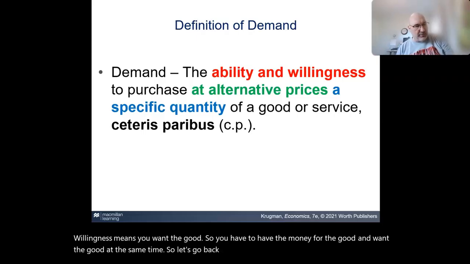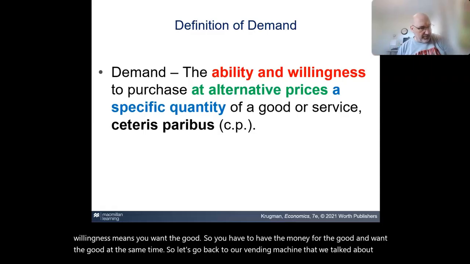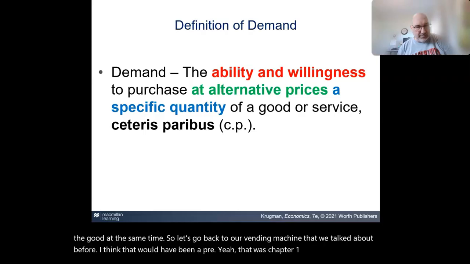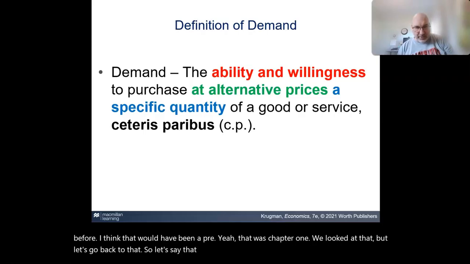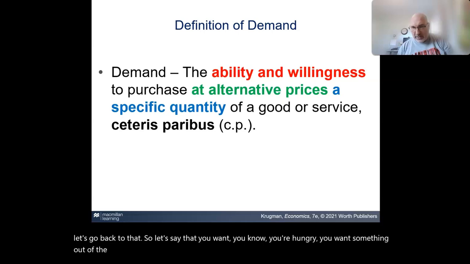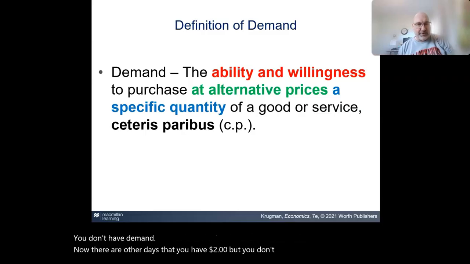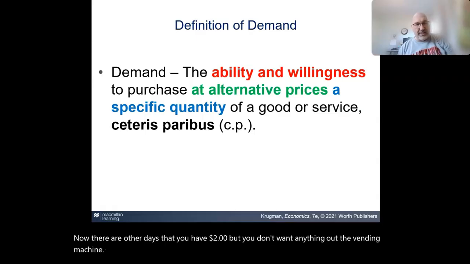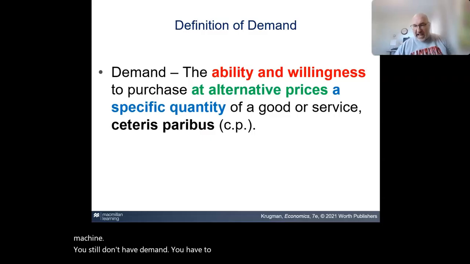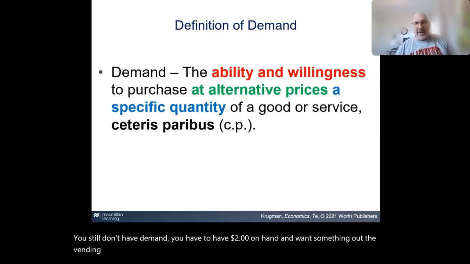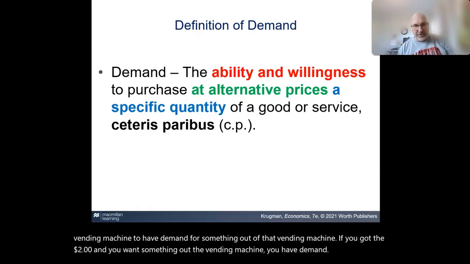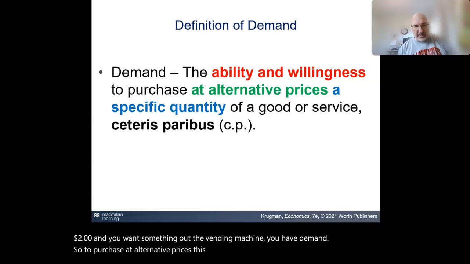So let's go back to our vending machine that we talked about before. That was chapter one. Let's say you're hungry, you want something out of the vending machine, but lo and behold, you don't have $2. You don't have demand. Now, there are other days that you have $2, but you don't want anything out of the vending machine. You still don't have demand. You have to have $2 on hand and want something out of that vending machine to have demand. If you've got the $2 and you want something out of the vending machine, you have demand.